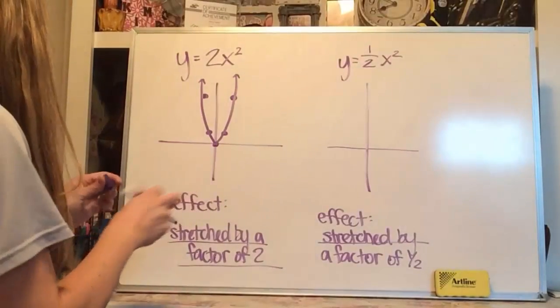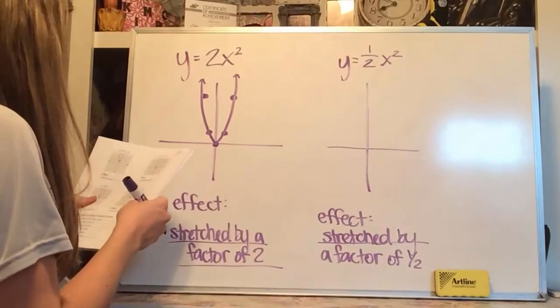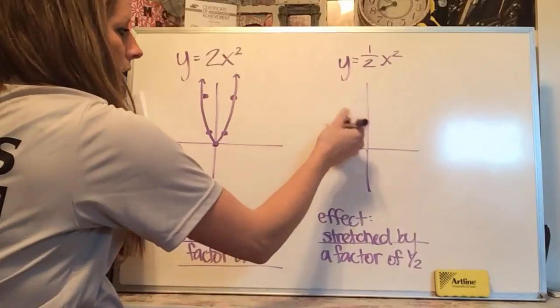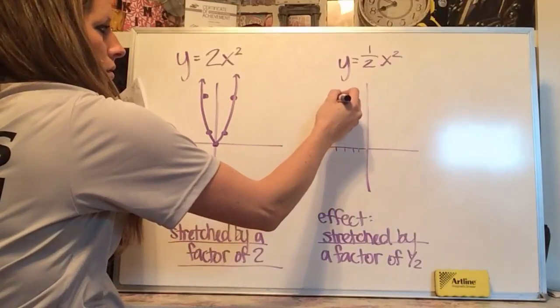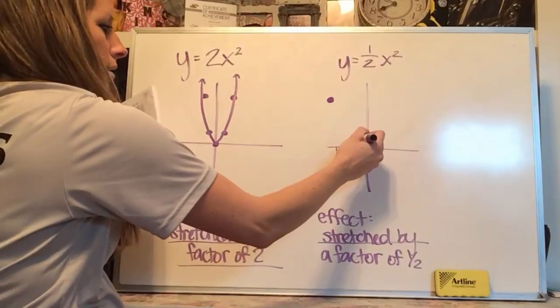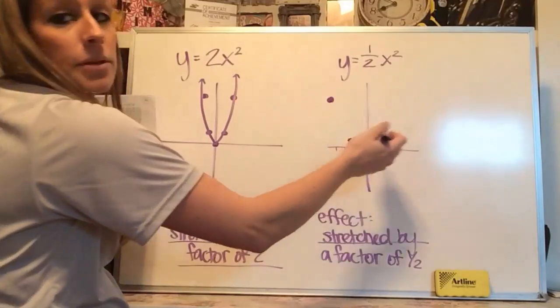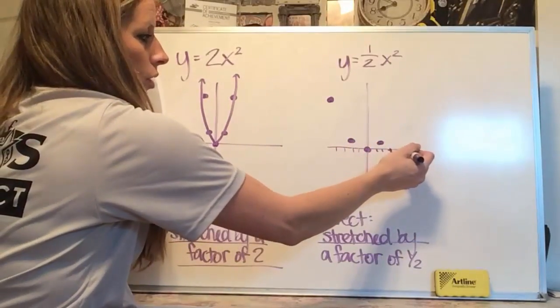Okay, so some good points you should have found would be (-4, 8), (-2, 1), (0, 0), and then the parabola starts coming back up. So (2, 1), (4, 8).